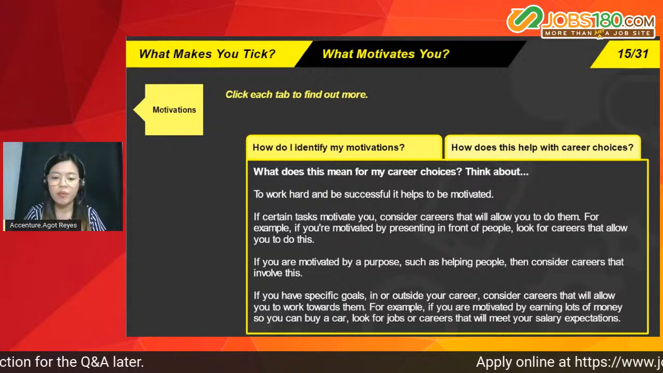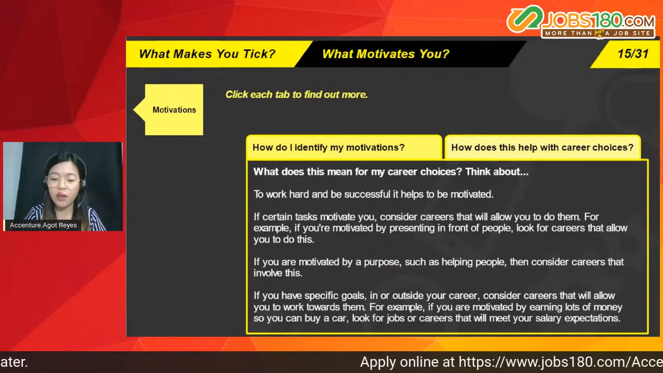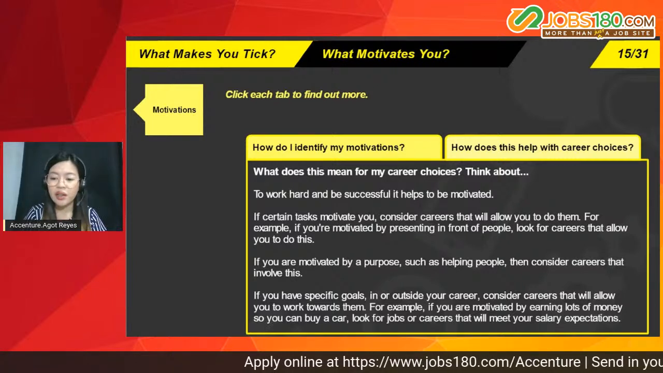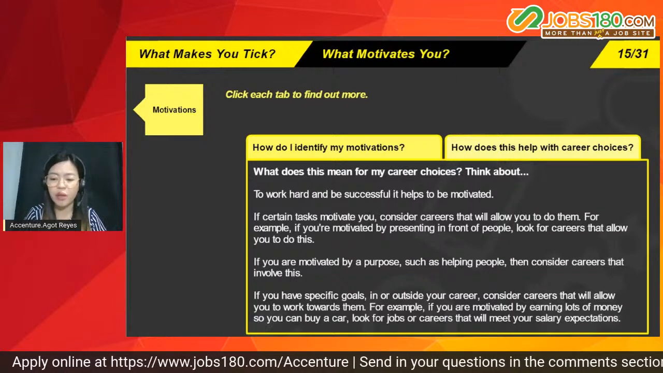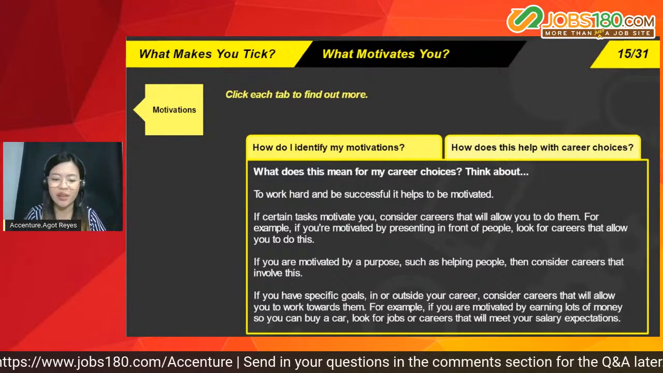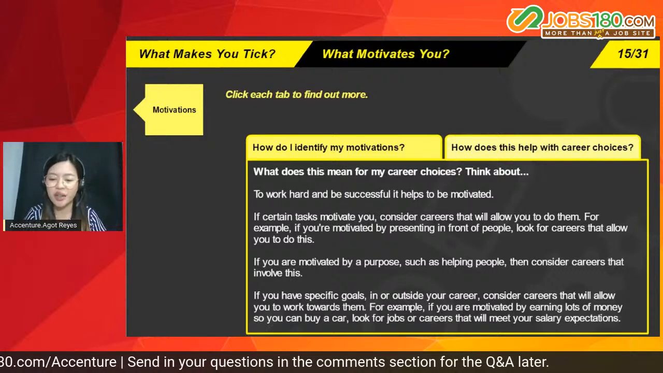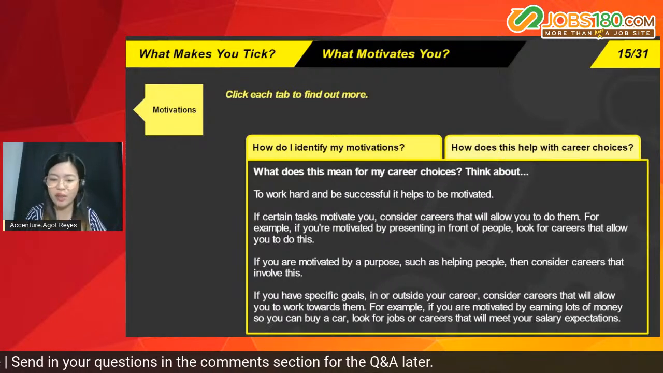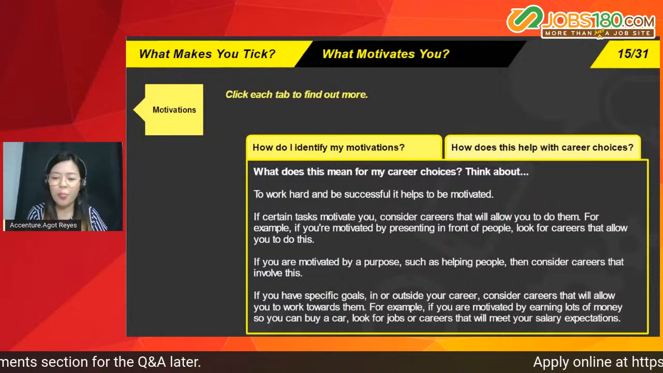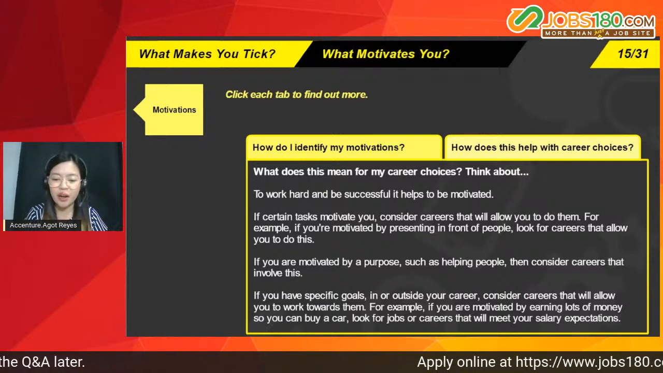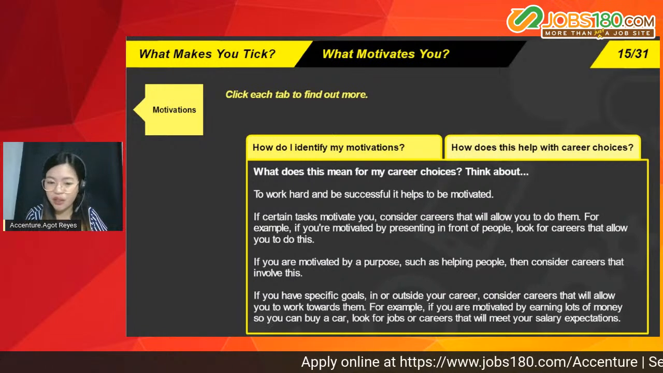involve this. If you have specific goals in or outside your career, consider careers that will allow you to work towards them. Like for example, if you're motivated by earning lots of money so you can buy a car, look for jobs or careers that will meet your salary expectations, di ba? Who wouldn't like a high salary, di ba? Lahat naman tayo. So, look for companies who will be able to also match your expectations.